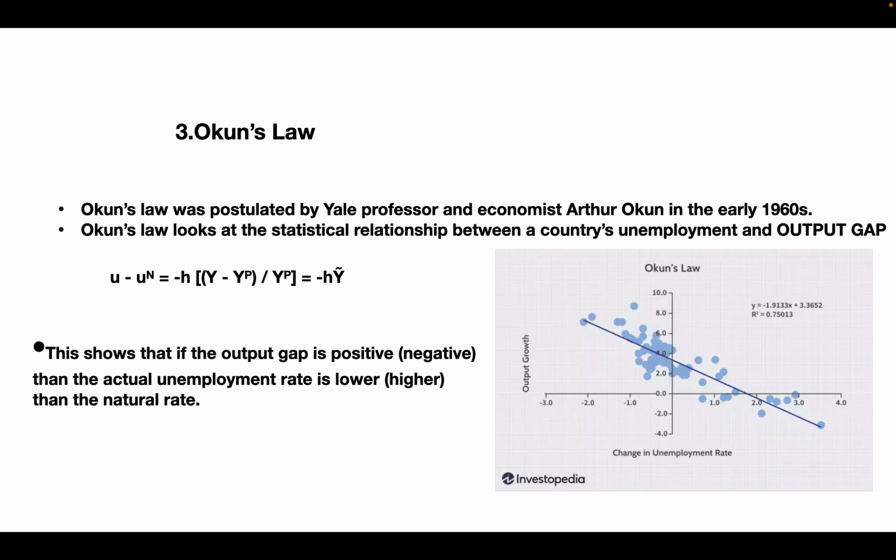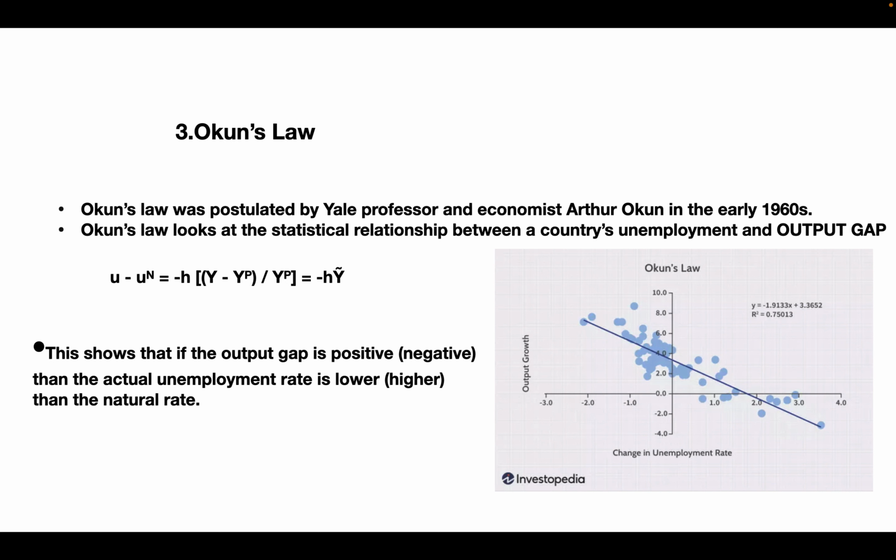Next, we will be talking about Okun's law. Okun's law was postulated by Yale professor and economist Arthur Okun in the early 1960s. Okun's law looks at the statistical relationship between a country's unemployment and output gap.